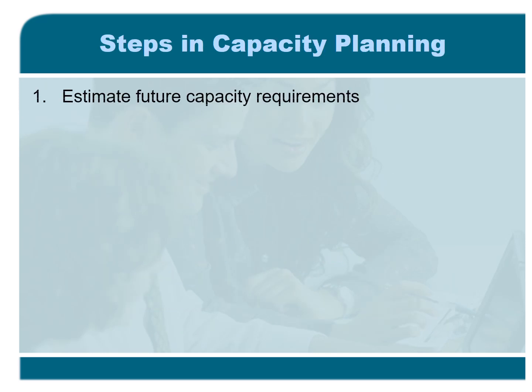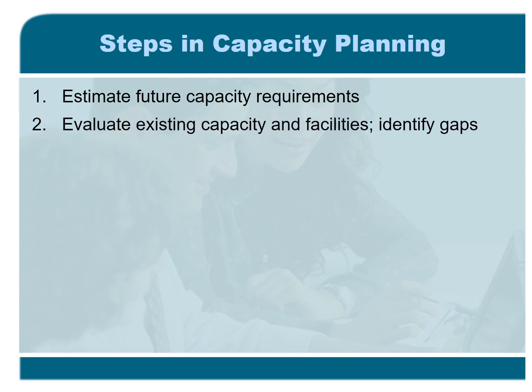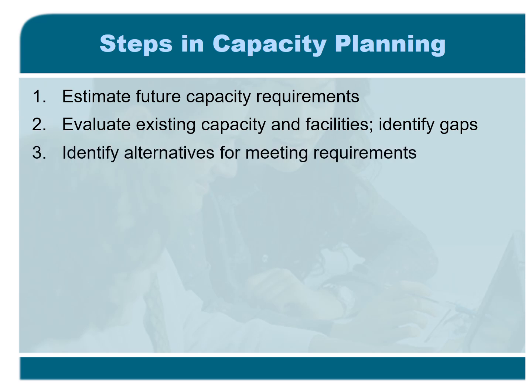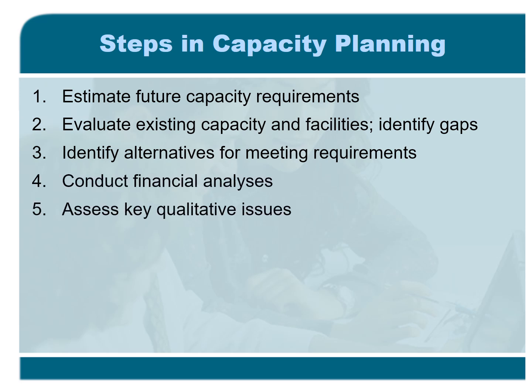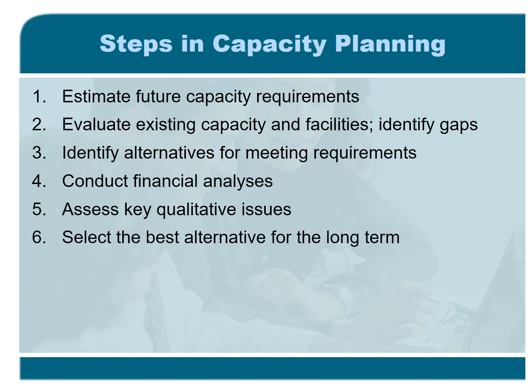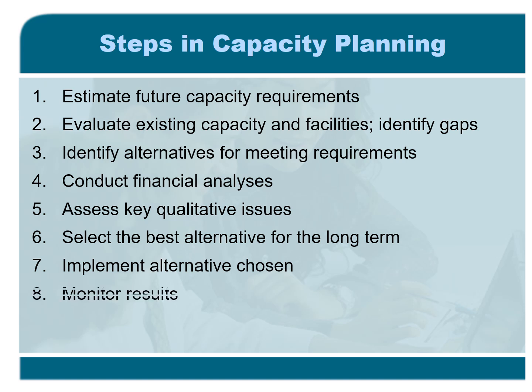So the steps in doing so: number one, estimate future capacity requirements. Evaluate your existing capacity and facilities. Identify any gaps you might have. Take a look at what alternatives you have for meeting requirements. Conduct a financial analysis. Assess your key qualitative issues. Select the best alternative for the long term. Implement that alternative that you chose. And then monitor the results.